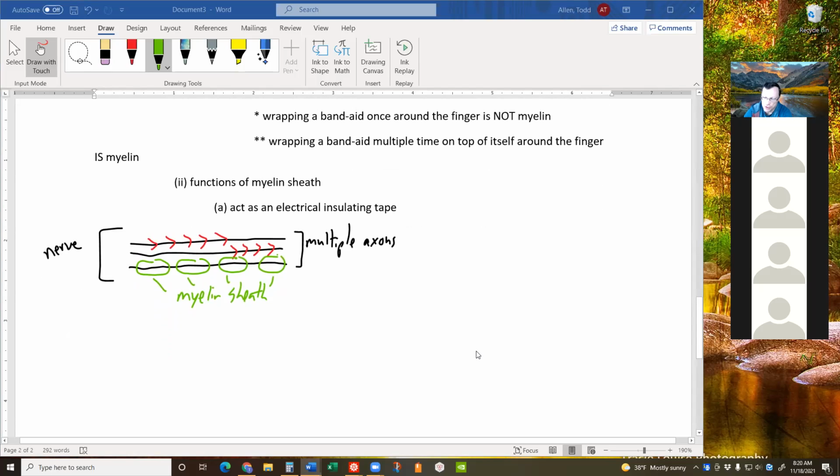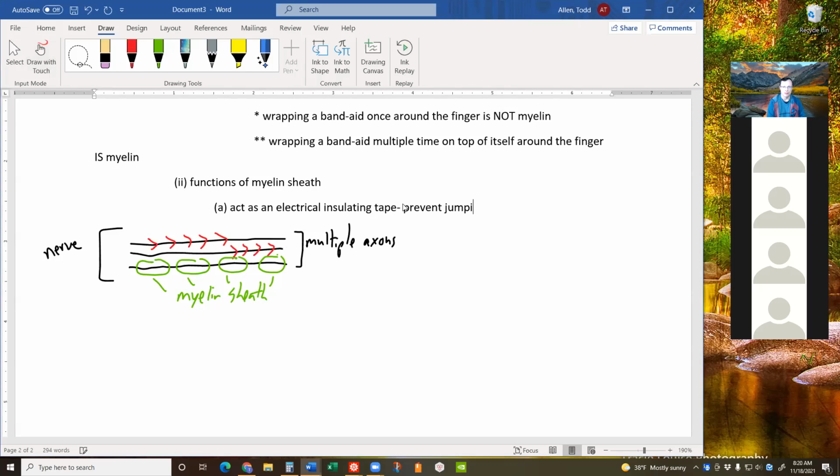So one of the functions of myelin sheath, which is formed by a multi-layered wrapping of a Schwann cell across the axon, is to prevent the electrical short circuiting. Okay, so let me just finish my statement here. Prevent jumping of electrical signals. Okay, let's continue. A second function is to accelerate the transmission speed of the electrical signal.